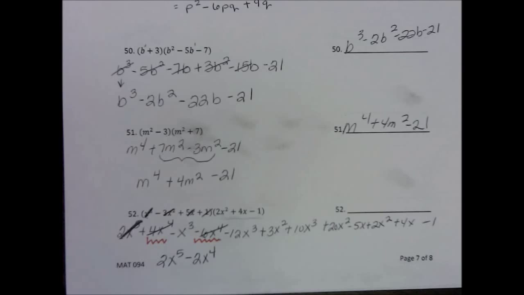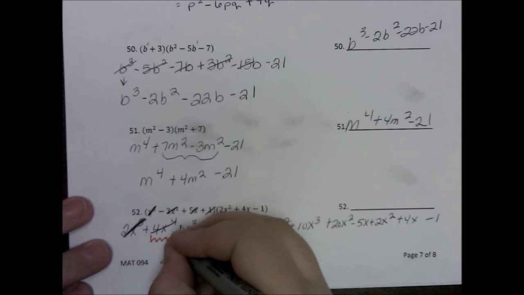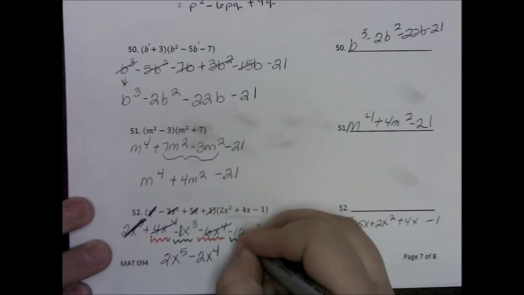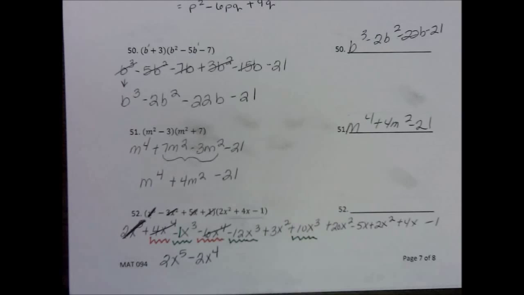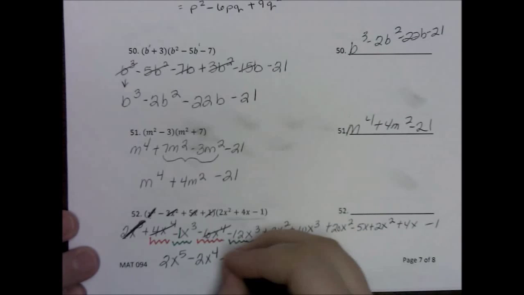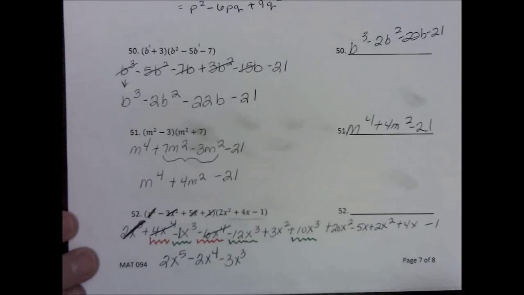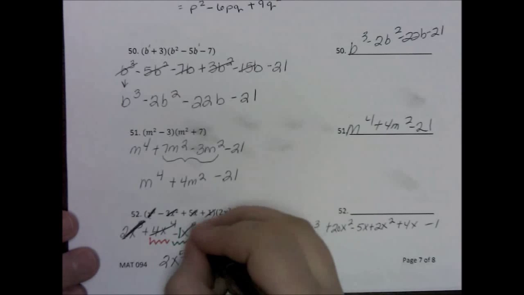And then I have negative 1x to the 3rd minus 12x to the 3rd plus 10x to the 3rd. Well, negative 1 plus negative 12 is negative 13. Negative 13 plus 10 is negative 3, x to the third. So I'm done with those.